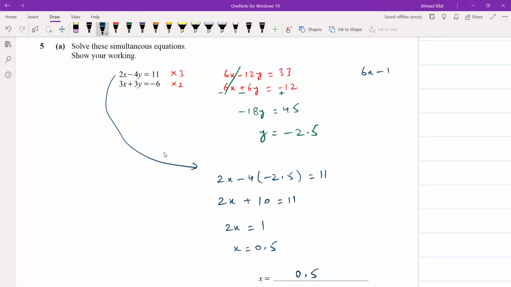So you can say 6x minus 12y equals 33, and the second will become 12x plus 12y. That gives you minus 24. You can eliminate y from there. You get 18x equal to 11, or in fact 9. X will turn out to be 0.5 from there. We'll find the corresponding value for y from there as well. So that also works. That's correct. Okay, good.